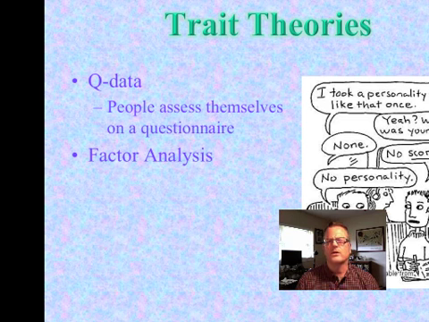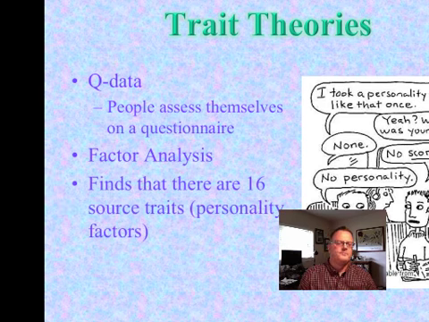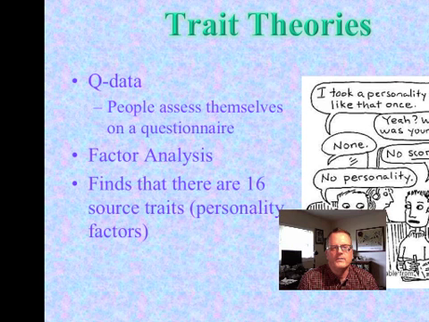If somebody's friendly, compassionate, and caring, well then, if everybody who is one of those is also the other two, then there must be some redundancy. So all of this was about winnowing down the number of traits necessary to measure a person's personality. And he determined that there were 16 source traits.